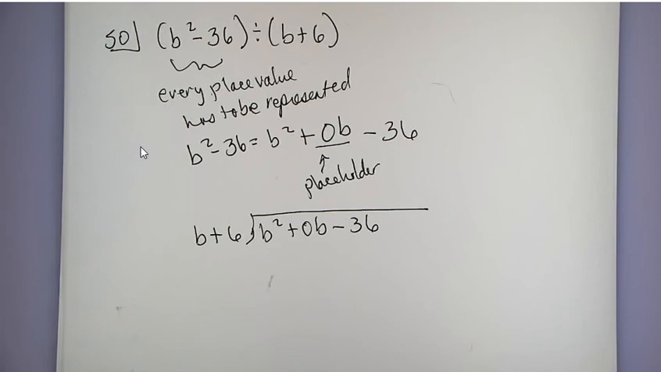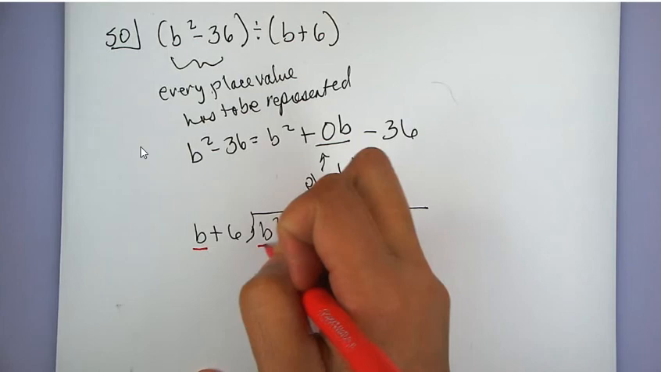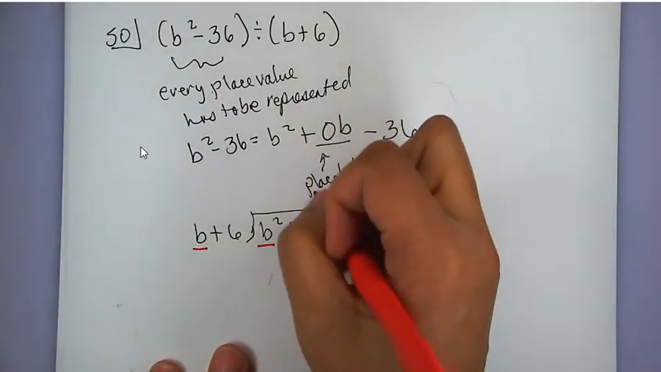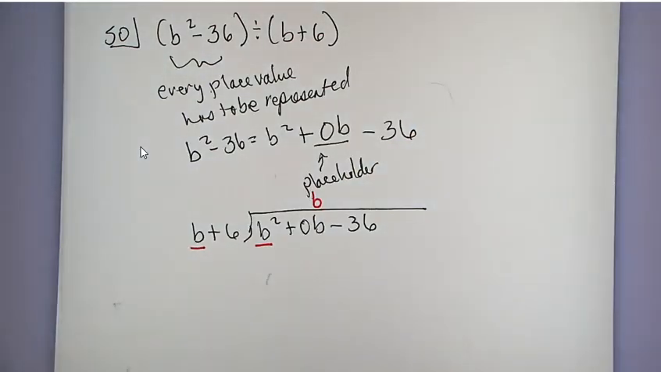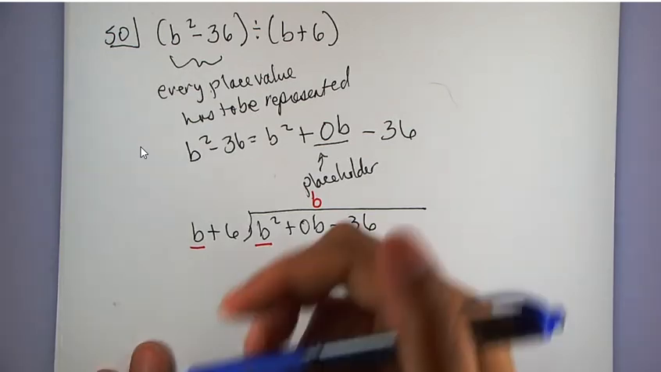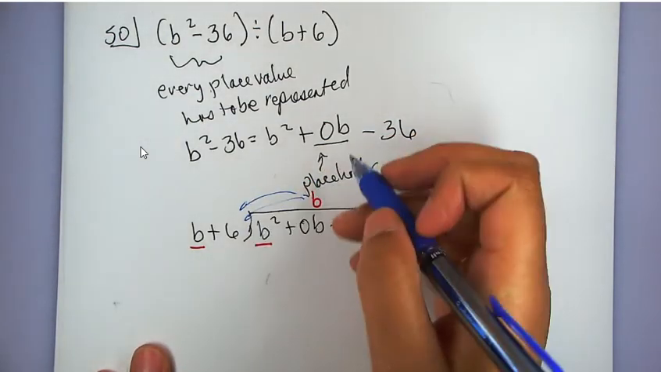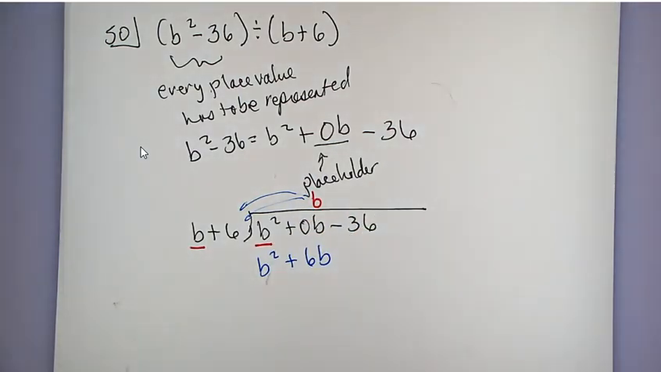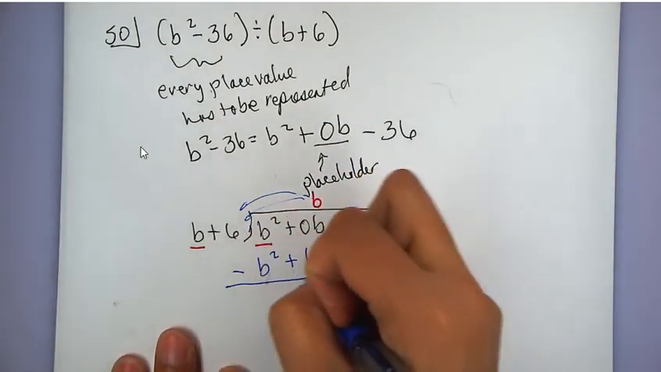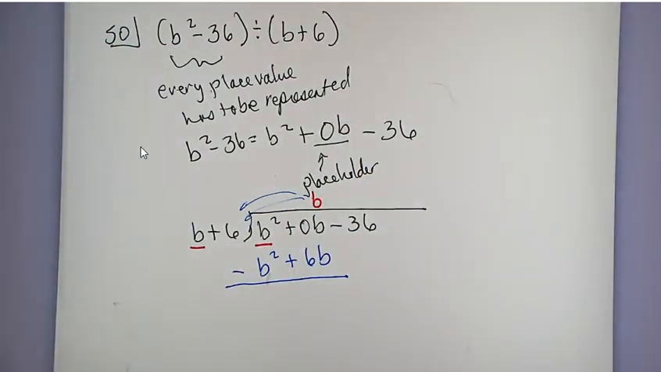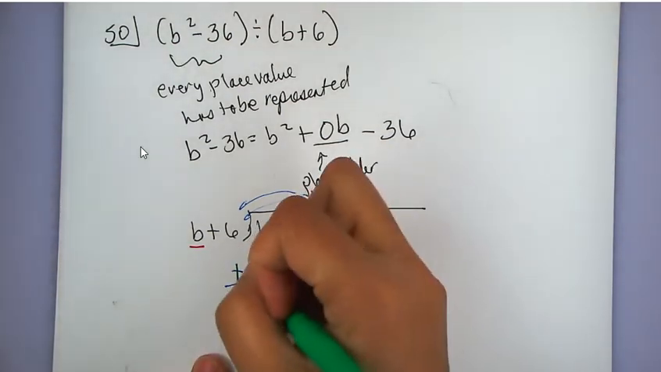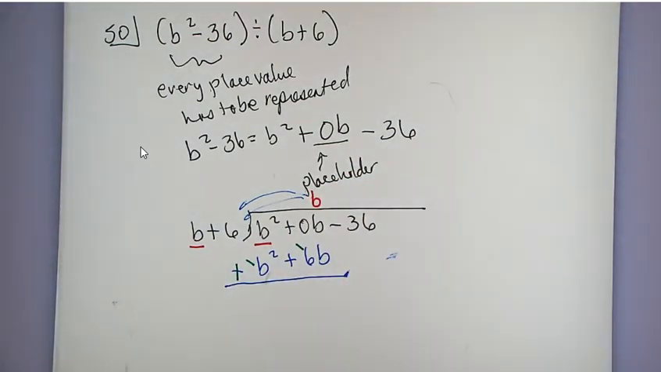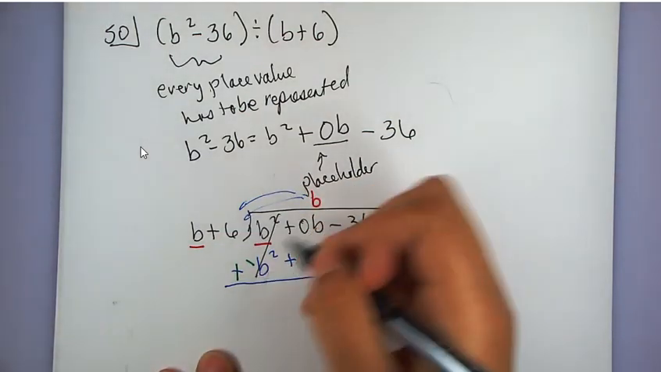B goes into B squared, a B. Now we're going to distribute. Same colors we did before. Distribute. Remember both of them. So that gives me B squared plus 6B. Then we're going to subtract. So this becomes a plus, changing the sign of the second row. And so now I can cancel my B squareds and end up with negative 6B minus 36.